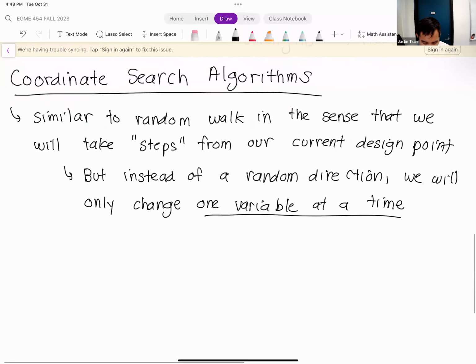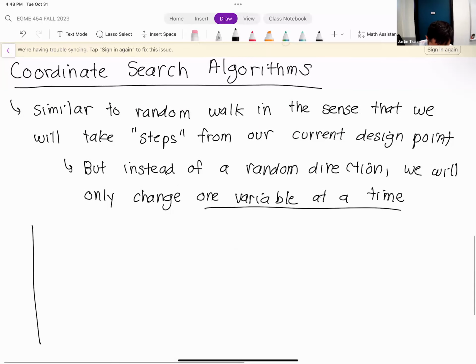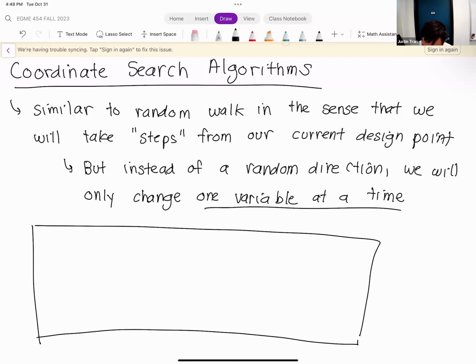So visually, it looks like this. Let's say that we have our domain like this. And once again, I'm going to put the optimal point right here. And once again, we're going to start in the bottom left corner of the screen, where the horizontal axis we'll call x1, and the vertical axis will be our second design variable, x2. So we're only going to change one variable at a time. If we're making a change just in x1, that's basically equivalent to moving in the horizontal direction.